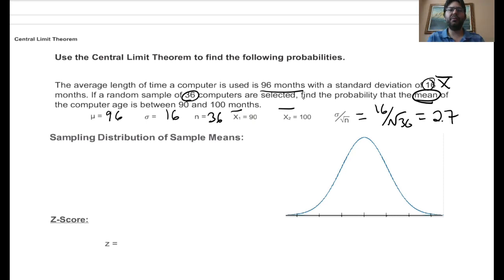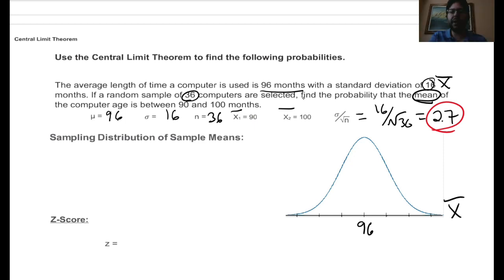Okay, so now we're going to draw our skinny bell curve. In the middle, we have our mu, which is 96. Again, we're not going to go by our sigma here. We're not going to go by 16. We're going to go by 2.7 because we're using the central limit theorem. Okay, so we're graphing x bar here.